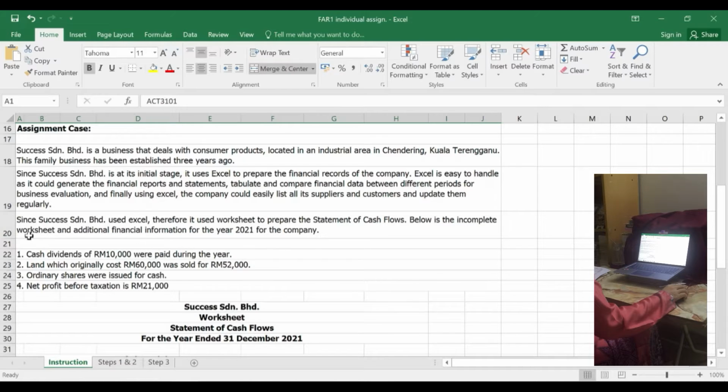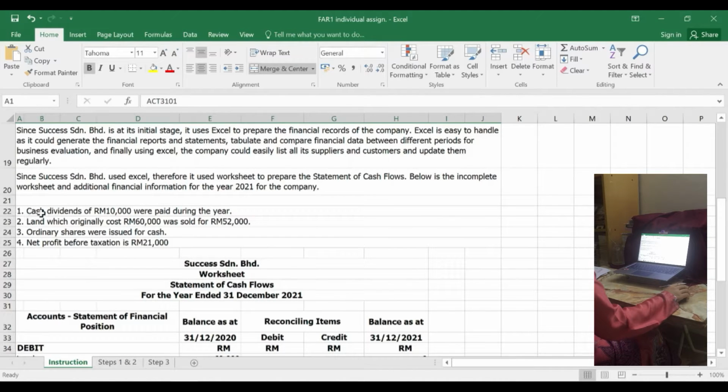Below is the incomplete worksheet and additional financial information for the year 2020 for the company. The additional financial information includes cash dividend of 10,000 were paid during the year. Land which originally cost 60,000 were sold for 52,000. Ordinary share were issued for cash, and lastly, net profit before taxation is 21,000.